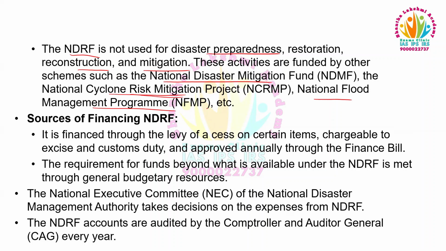Sources of financing NDRF. It is financed through the levy of cess on certain items chargeable to excise and customs duty and approved annually through the Finance Bill. The requirement for funds beyond what is available under the NDRF is met through general budgetary resources. The National Executive Committee of the National Disaster Management Authority takes decisions on the expenses from the NDRF. The NDRF accounts are audited by the Comptroller and Auditor General every year.